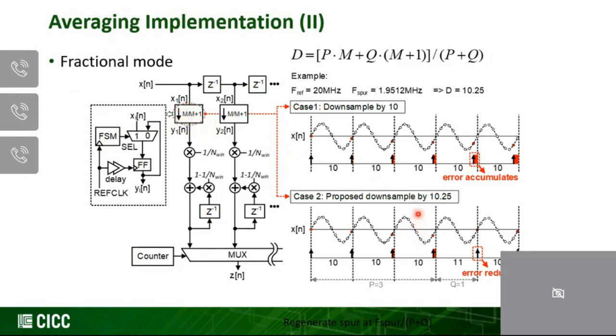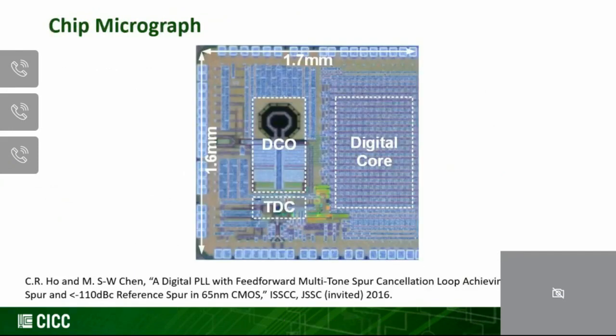In this particular example, let's say I want to delay by 10.25. What I would do is, in the first 3 cycles, delay by 10 samples, and the fourth one, delay by 11 samples. You can see that the error energy, the difference here, will be much smaller than, for example, if I always divide by 10. That error right here would get accumulated by too much. Okay, so this is a very similar concept to multi-modulus dividers. Okay, so this is a summary of that multi-tone feedforward cancellation.